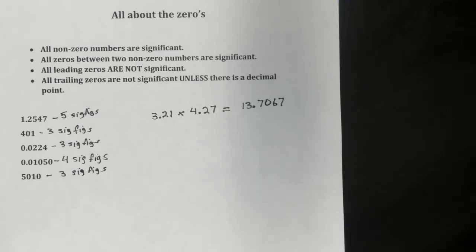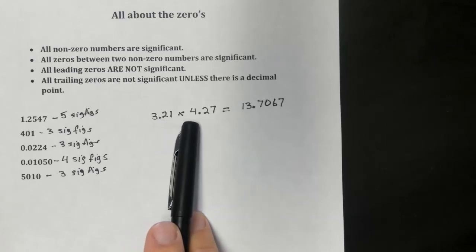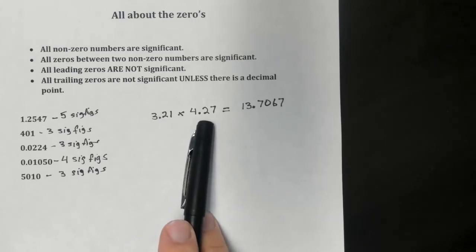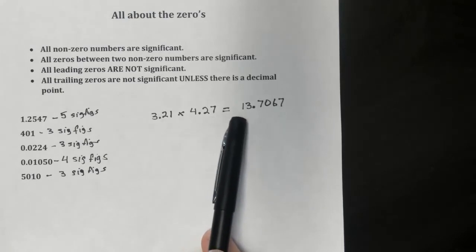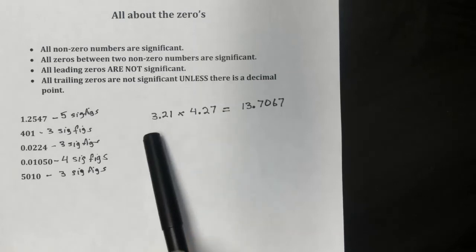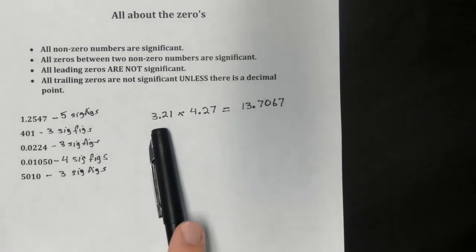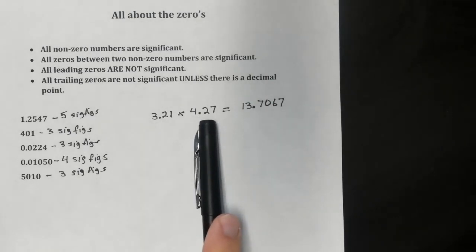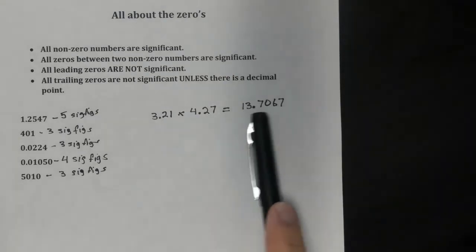Well, they're not valid because when the calculator does this calculation, it assumes that this number is 3.2100000000 out to like 9 decimal places. And this value is 4.27000000 out to 9 decimal places. You can actually try that at home. You can plug in 3.2100, give it as many zeros as your calculator will take, and multiply it by 4.27, give it as many zeros as your calculator could take, and this is the number that it will come up with.